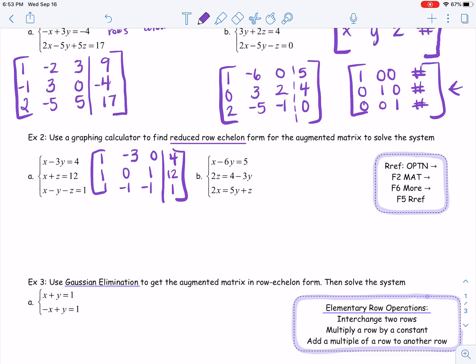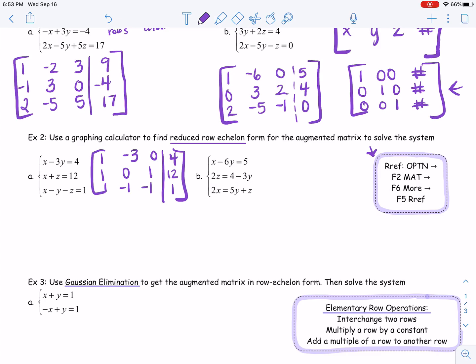And once it's stored in my calculator, then I will go through these options here. I will go to option, F2, F6, F5. That will put RREF on my calculator. Then I'll type in whatever matrix it's in. Maybe it's matrix A or matrix B or whatever. And then when I press enter, it will give me something that looks like this. And that will tell me what each variable is equal to.